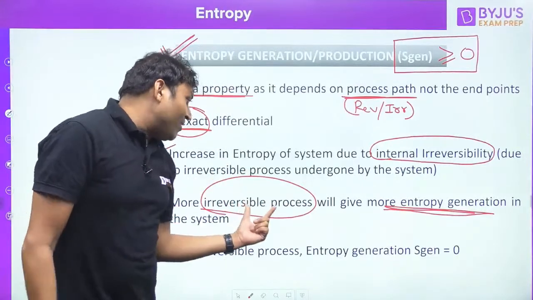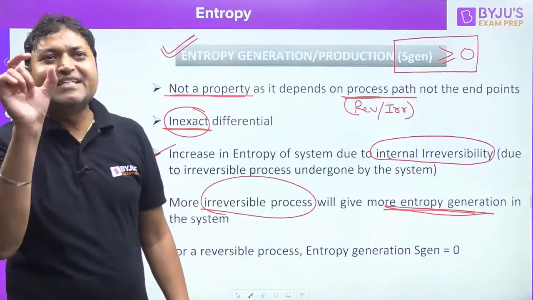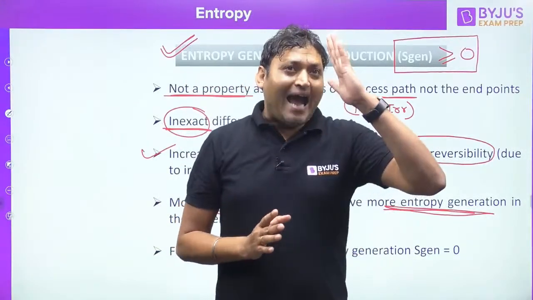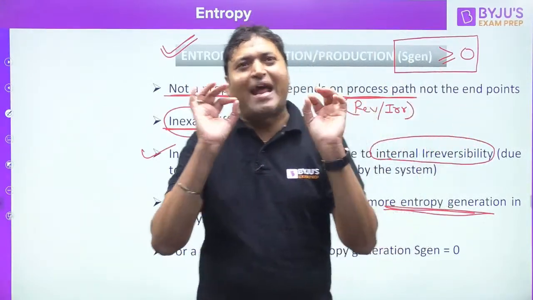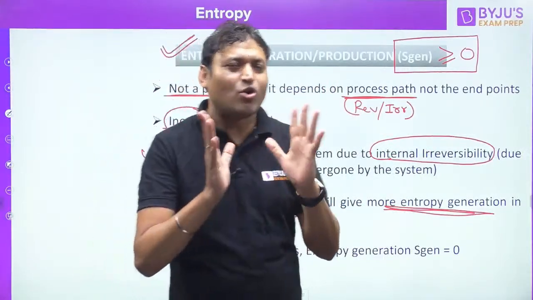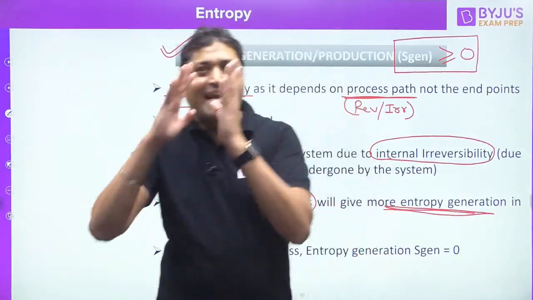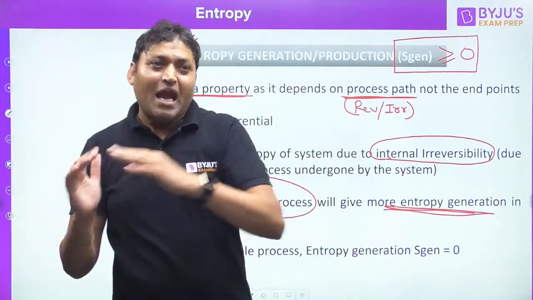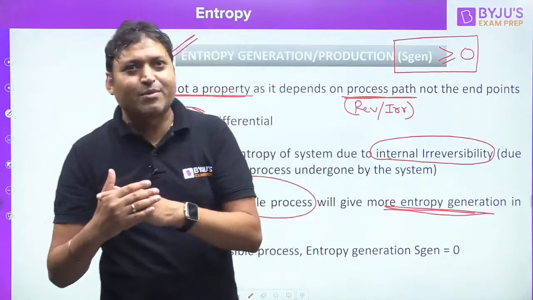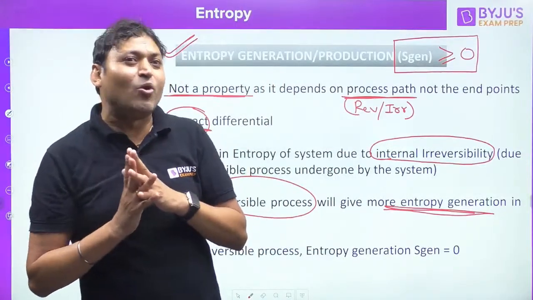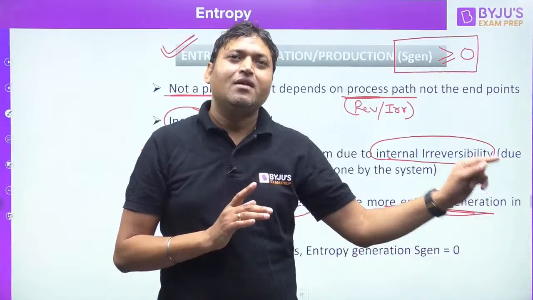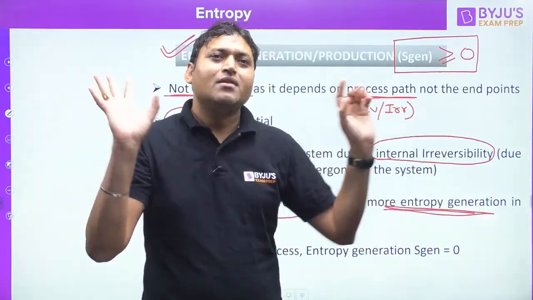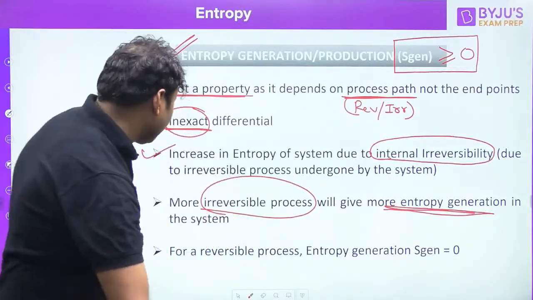So irreversibility is not associated with the change in entropy of the system. There are two different things. Try to understand this. The entropy change of the system depends on endpoints, because entropy is a property. But entropy generation is not a property; it is associated with the process path. If the process path has more irreversibility, the entropy generation will be more, not the entropy change. Entropy change for the system will only depend on the initial and final points. Is the point clear?